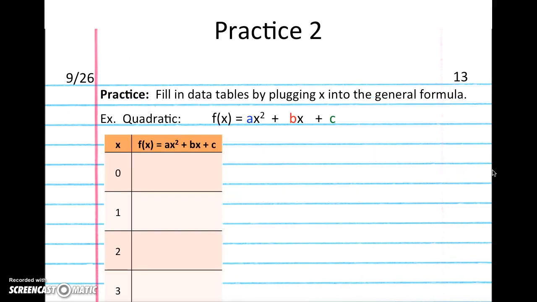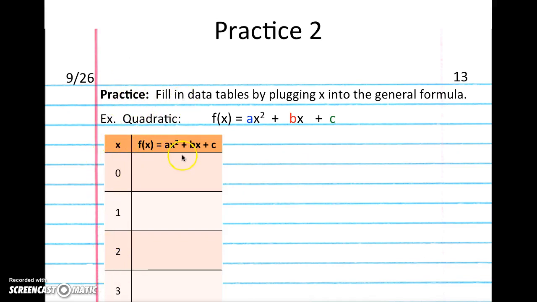Okay, the last thing I'm doing in practice, and this is really going to lead us up to our lesson next time we get together, is that you're going to fill in the data tables by plugging x into the general formula. Well, I'm going to go through an example with you so you see what I mean. In this example, we're dealing with a quadratic formula, and we have a data table that's partially set up.